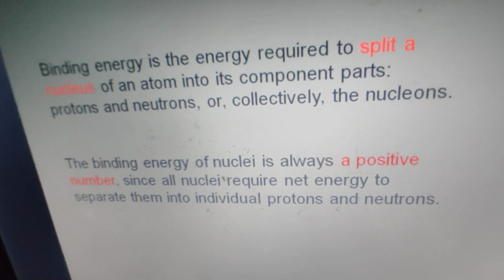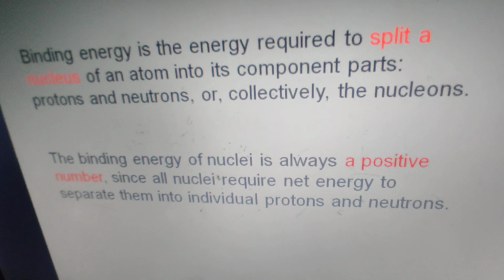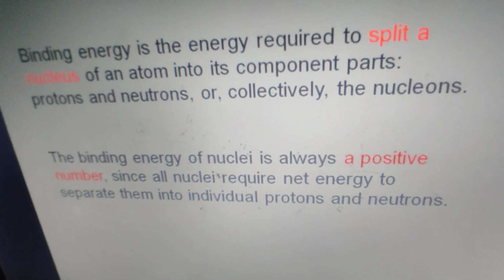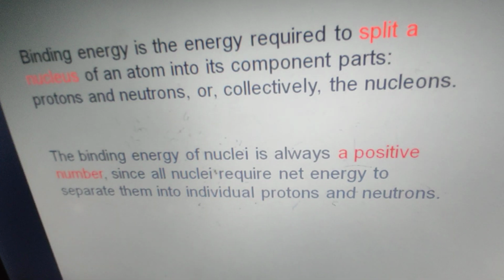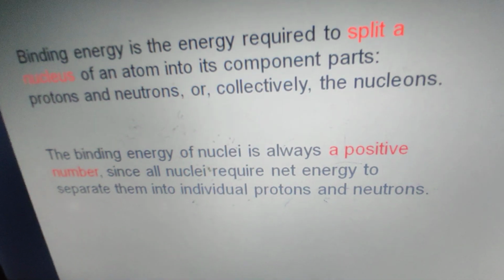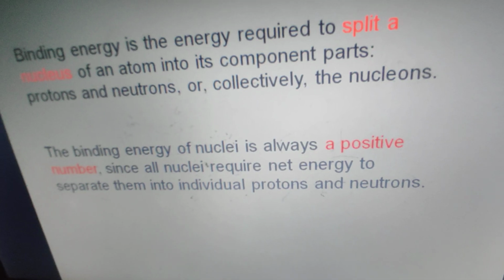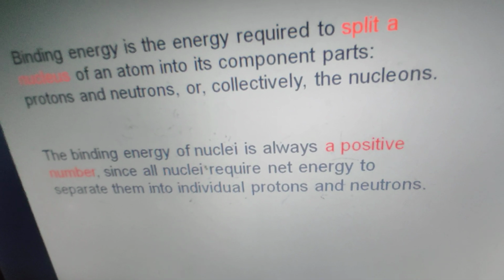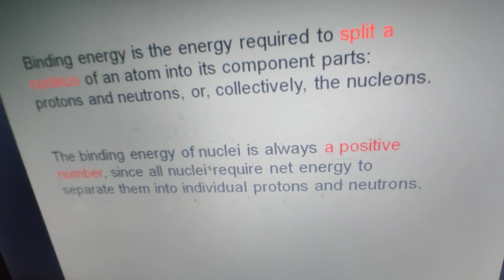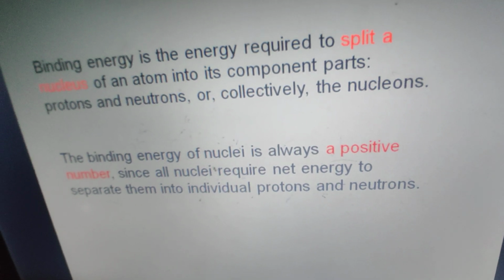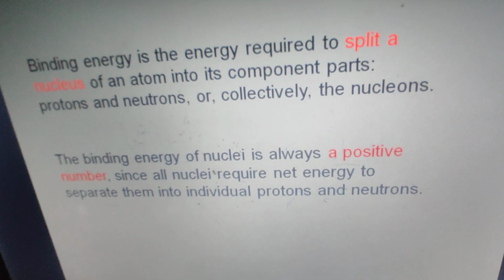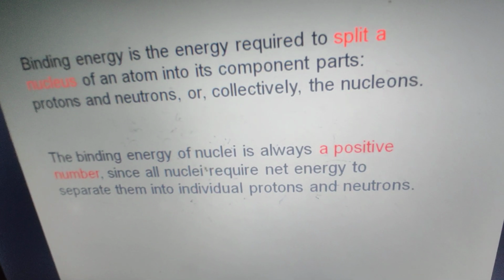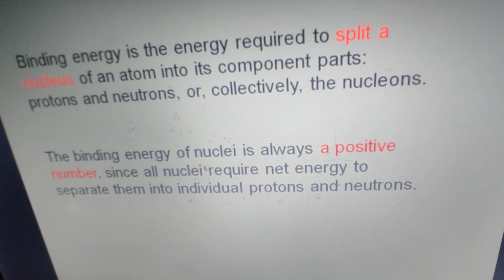The binding energy of a nucleus is always a positive number, since all nuclei require net energy in order to separate them into individual protons and neutrons. So while doing any numerical problem, you have to make sure that whatever answer you get for binding energy should always be a positive number, because some amount of energy is needed to separate them into protons and neutrons.